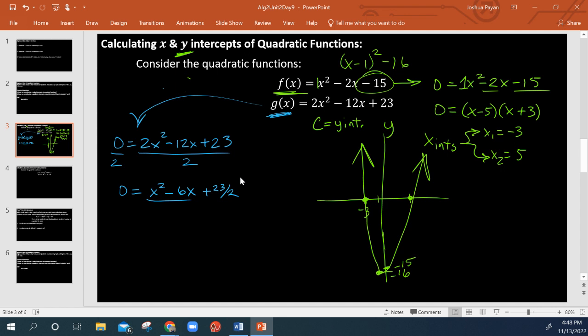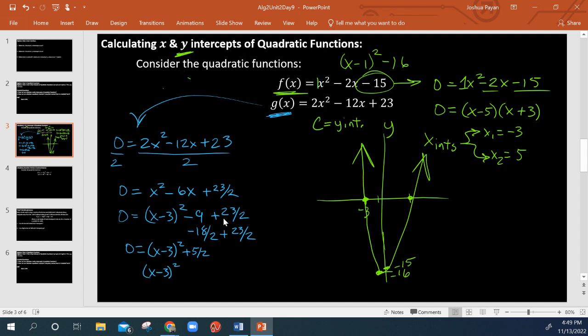Now I can easily complete the square with this. x minus 3, because that's half of b, and then minus that all squared, plus 23 over 2. Right, I want to combine this minus 9 and plus 23 over 2 by simply saying, well, that can be just negative 18 over 2 plus 23 over 2. That's going to leave me with 5 over 2. Subtract that from both sides. I'm going to get x minus 3 all squared is equal to negative 5 over 2.